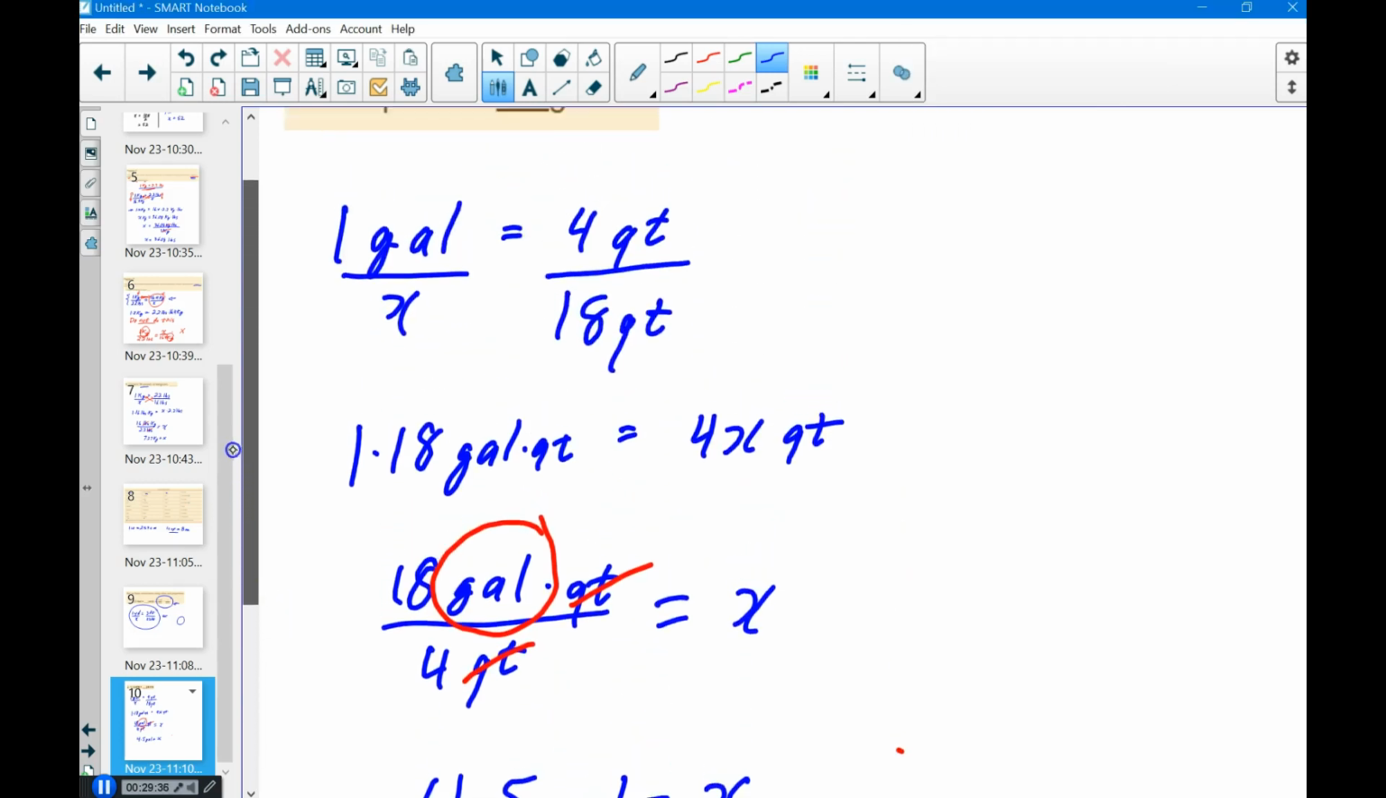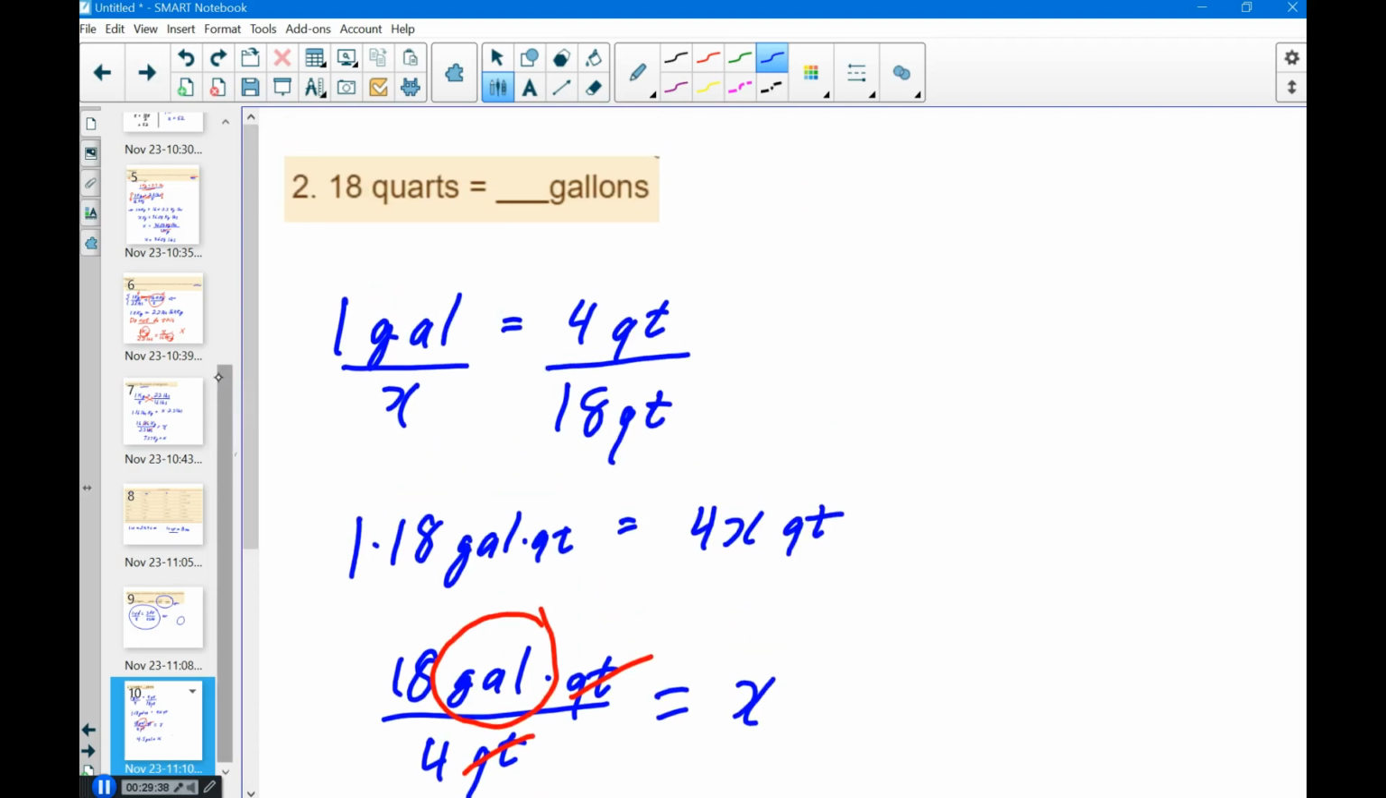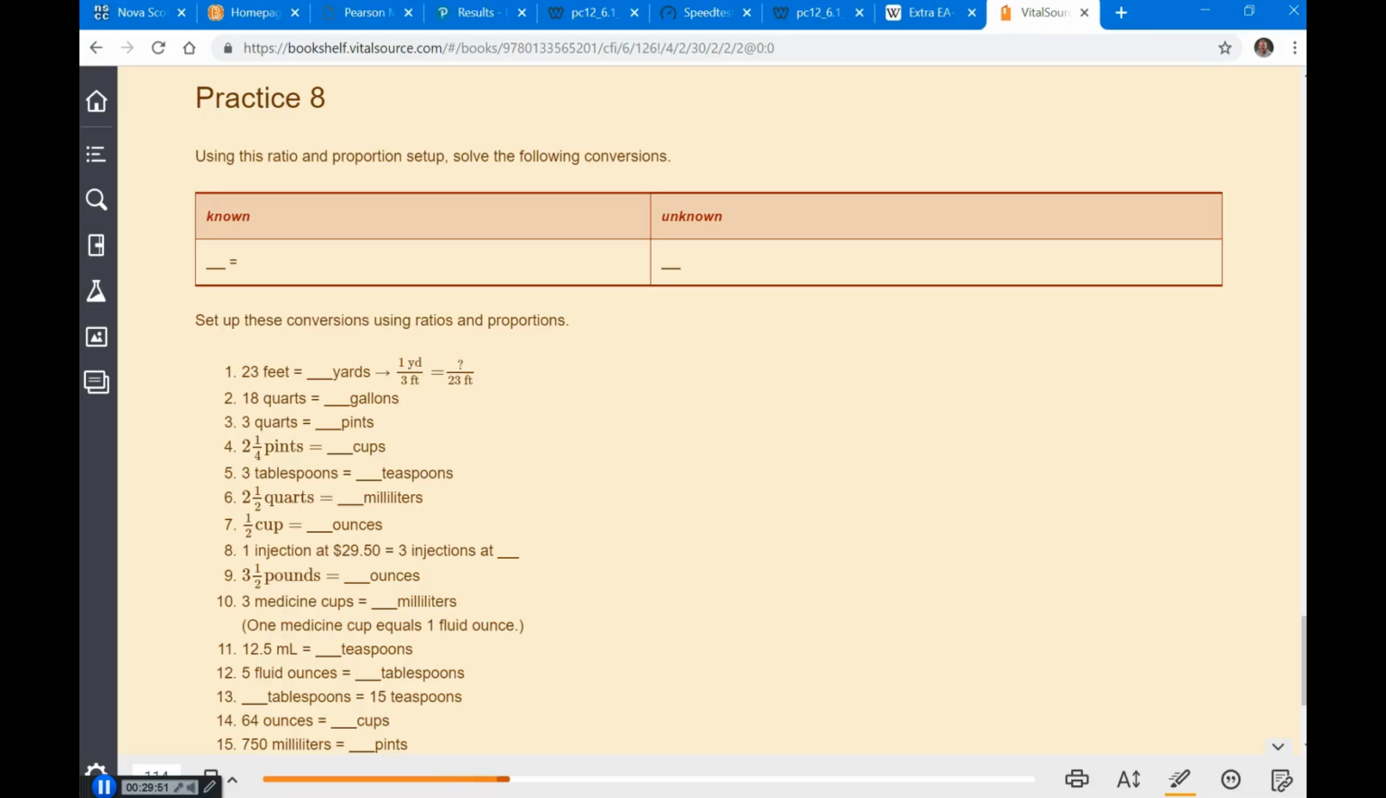So how does that stuff feel? These conversions? Feeling pretty good? Want to see another example or we move on to something else? Moving on. Here we go.